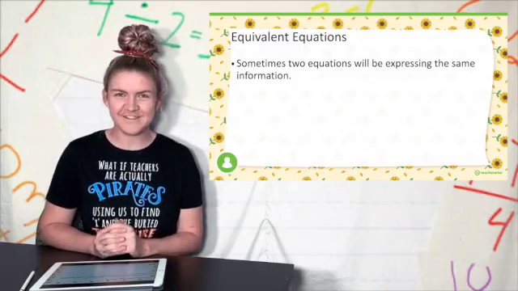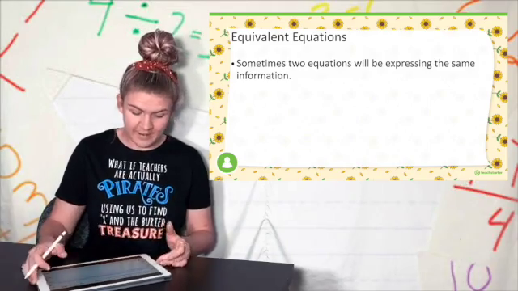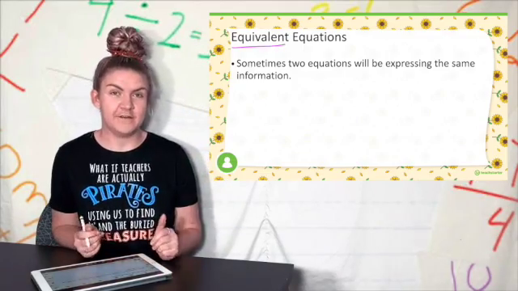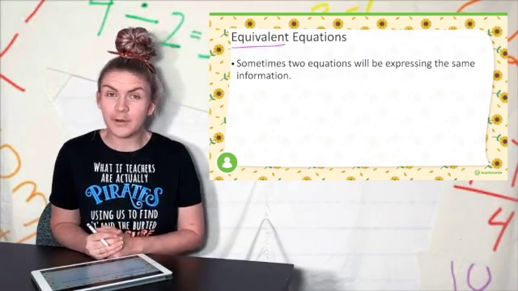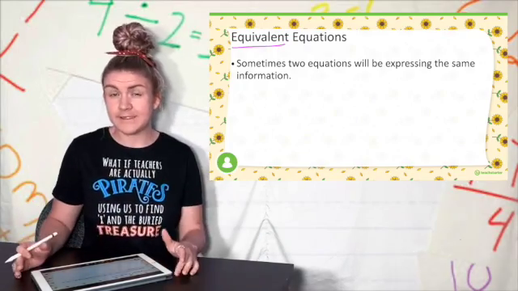Equivalent equations. Now, if we think of the word equivalent, we can see the word equal within it. That means that two equations are actually equal to each other. So sometimes two equations can be giving us the exact same information even though they look a bit different.